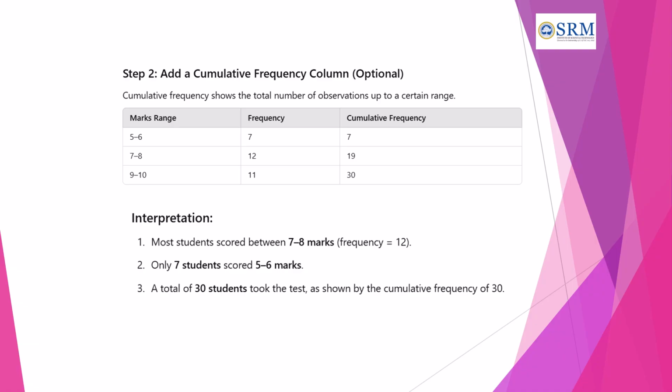Second step, add a cumulative frequency column. Cumulative frequency shows the running total of observations up to each class. It helps us understand how data builds up across the ranges. In this example, 7 students scored between 5 to 6 and the total number of students scoring up to 8 marks is 19. By the last range 9 to 10, the cumulative frequency reaches 30, which means 30 students took the test. This method gives us a better picture of how marks are distributed overall.